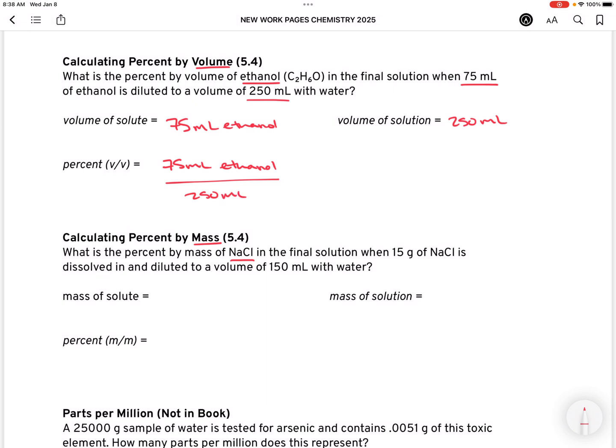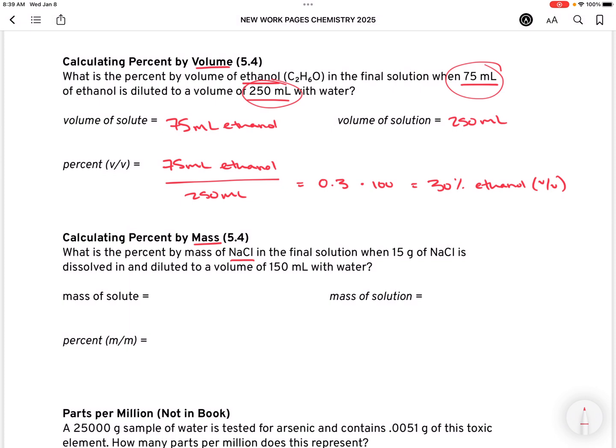And that gives us 0.3. Now, we don't want to work with decimals, we want to work with percentages. So we're going to multiply that by 100, and we're going to move that decimal. And that gives us 30% ethanol. And I write V over V, meaning that it's a volume over a volume. We're starting with a volume, and then we are comparing it to another volume. And so what we're seeing here is that this concentration is now 30% ethanol.